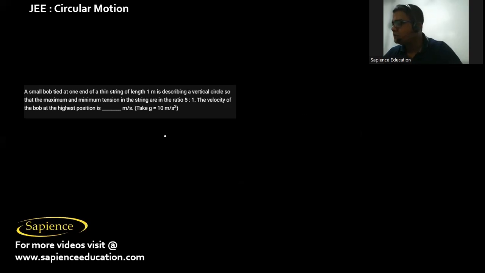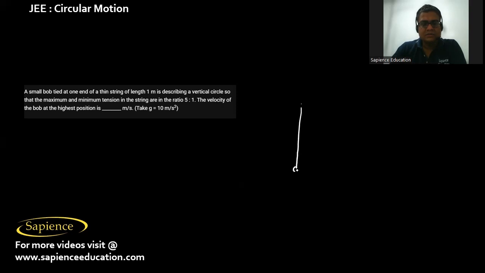Then here it is told a small bob tied at one end of a thin string of length 1 meter is describing a vertical circle.